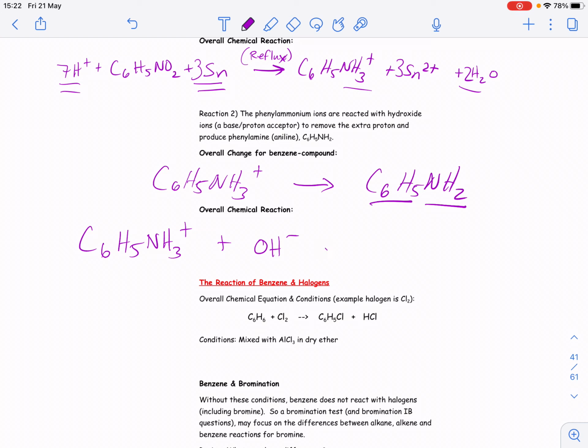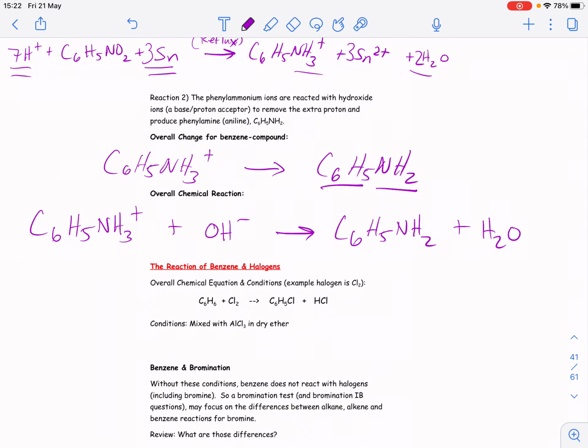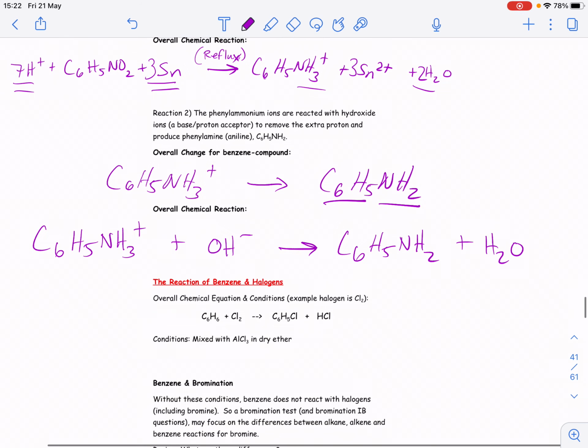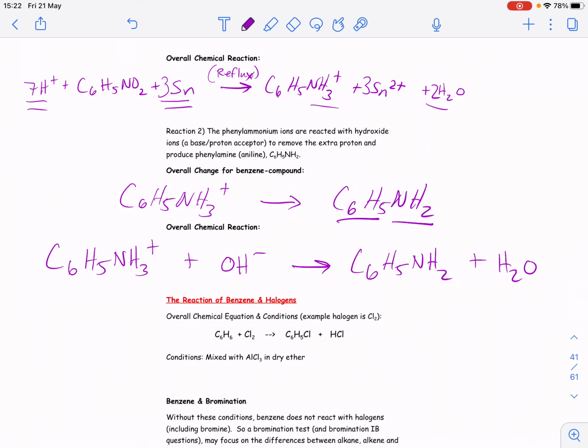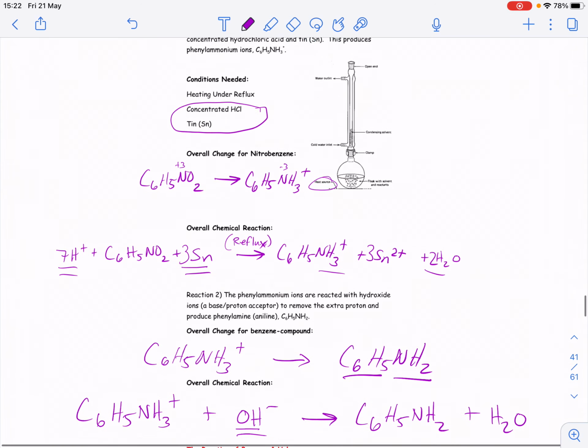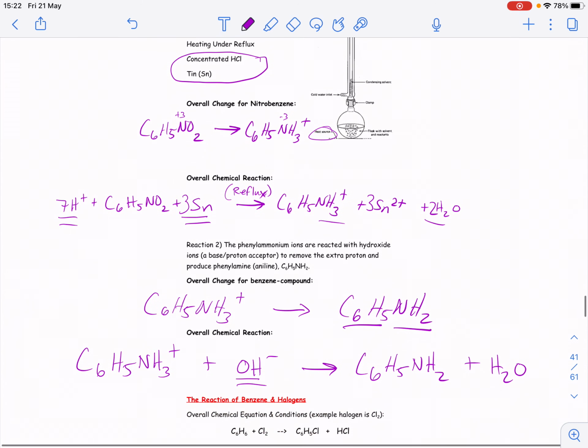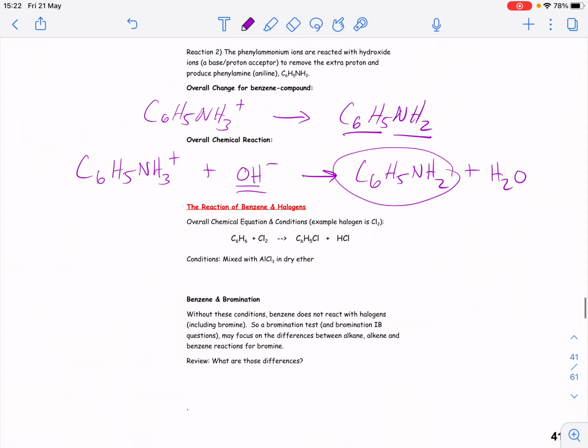So if we react it with OH- or something like NaOH, then we'll be able to pull that extra proton off of there. The OH- and the H+ will combine to form water, and we'll have our phenylamine final product. So the second reaction is quite simple. It's really an acid-base reaction, no other conditions needed, just knowing that the other reactant is hydroxide or sodium hydroxide. Those are the main 2 reactions. Those are the only 2 reactions you need to know for nitrobenzene and how we can start at the nitrobenzene and end up at the phenylamine in 2 steps.